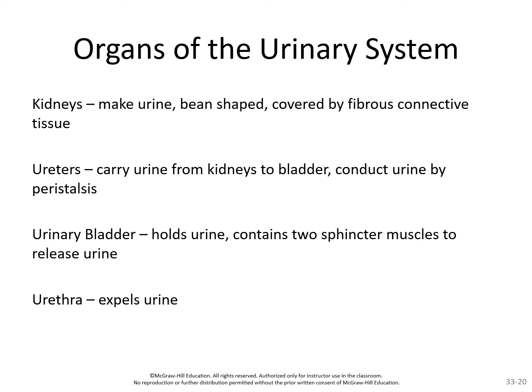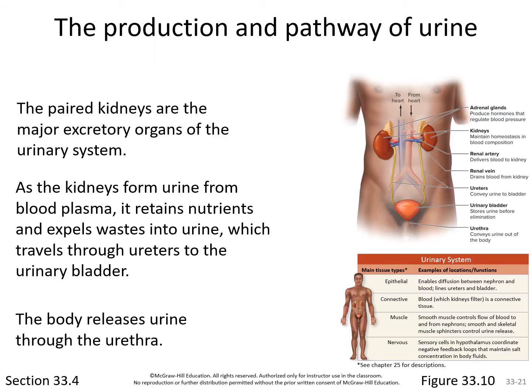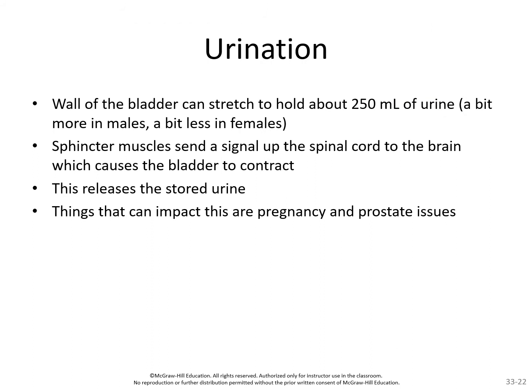And finally, the urethra is the tube that actually carries urine from the urinary bladder to the outside of the body. Okay, so the kidneys, again, are the major organs of the urinary system. As the kidneys form urine from blood plasma, it'll basically try to reabsorb nutrients. We'll get into a little bit more detail about that in a minute. And it'll expel wastes into the urine. And this is going to travel through the ureters to the urinary bladder, and then from the urinary bladder to the outside of the body through the urethra.